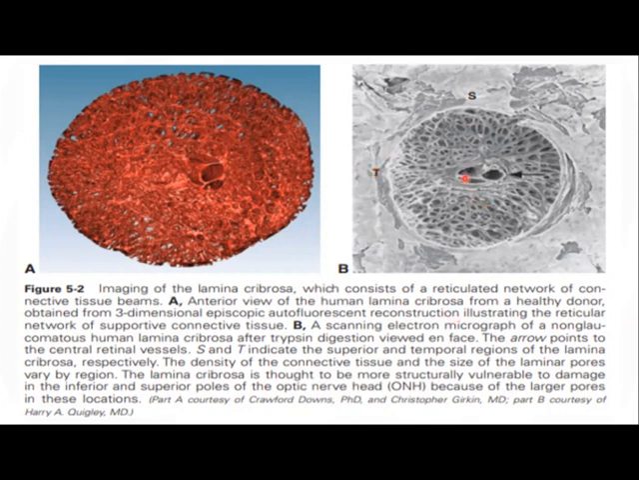Density of connective tissue and the size of the laminar pores vary by region. Lamina cribrosa is thought to be more structurally vulnerable to damage in the inferior and superior poles of the optic nerve head, because we can see larger pores in these locations compared to the temporal and nasal regions. Here you can see somewhat larger.